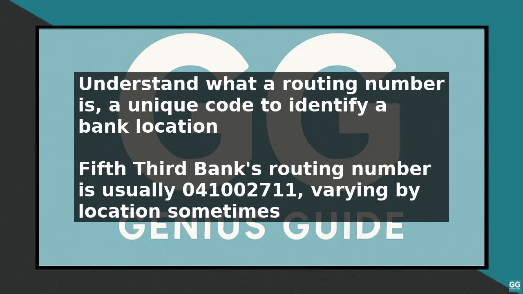To enable your Fifth Third Bank routing number, follow these steps. First, understand what a routing number is, which is a unique 9-digit code used to identify a bank and its location. Fifth Third Bank's routing number is usually 041002711, but it may vary depending on your location.